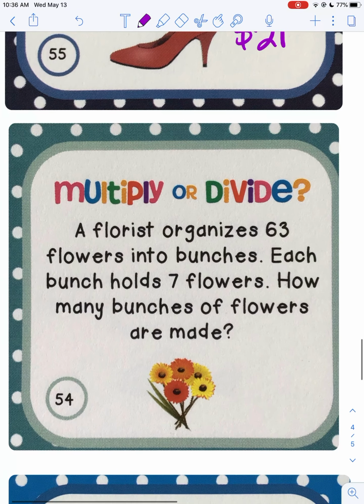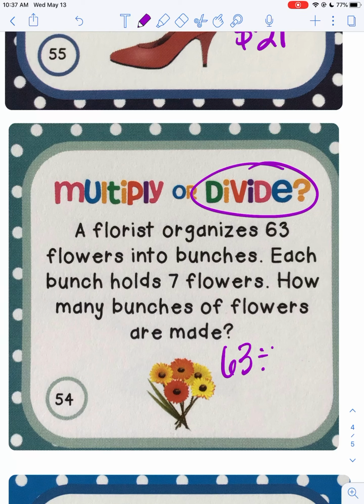Like this last one. A florist organizes 63 flowers into bunches. Each bunch holds 7 flowers. How many bunches of flowers are made? Well, bunches are putting those flowers into groups. When I put something into groups, I know I'm going to divide. So 63 divided by 7 is 9, because 7 times 10 is 70.